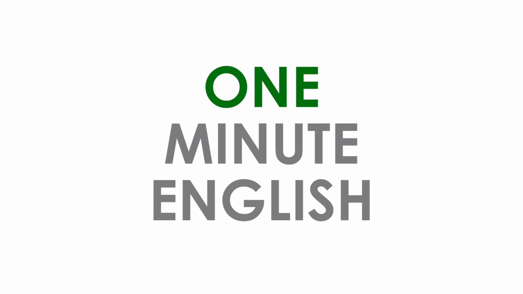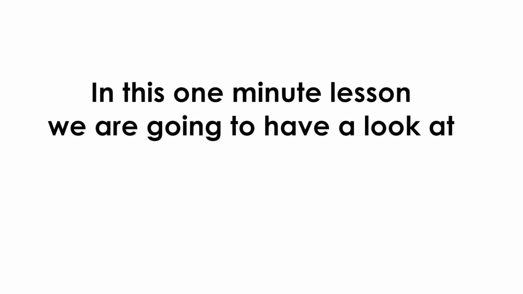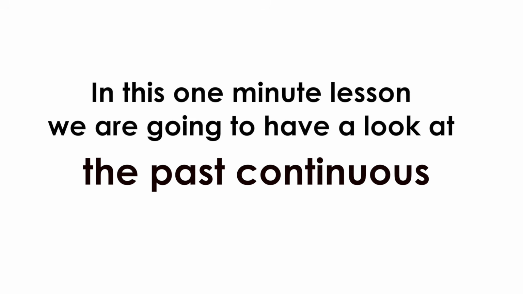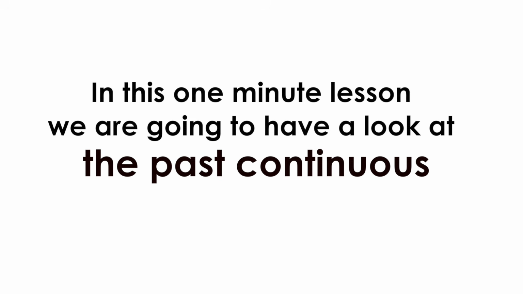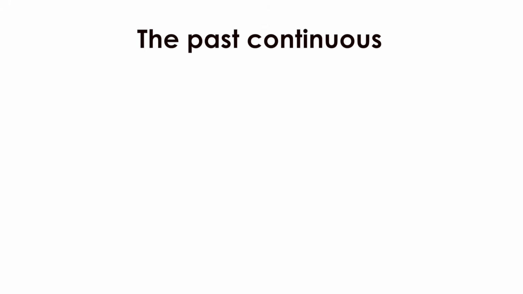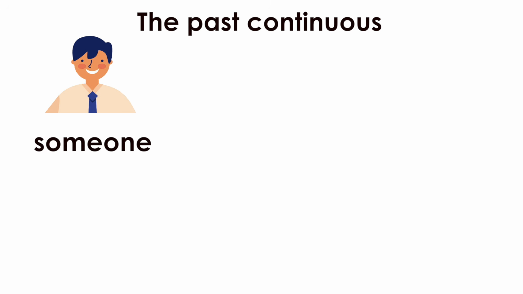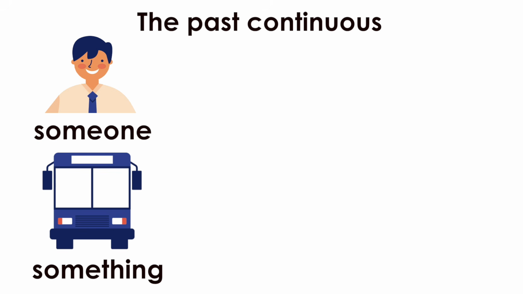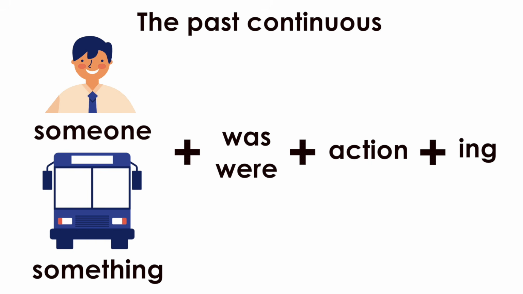1 Minute English. In this 1-minute lesson, we are going to have a look at the past continuous. The past continuous is used for an action that happened at a certain time. For the past continuous, we use someone or something, plus was, were, and an action with ing.